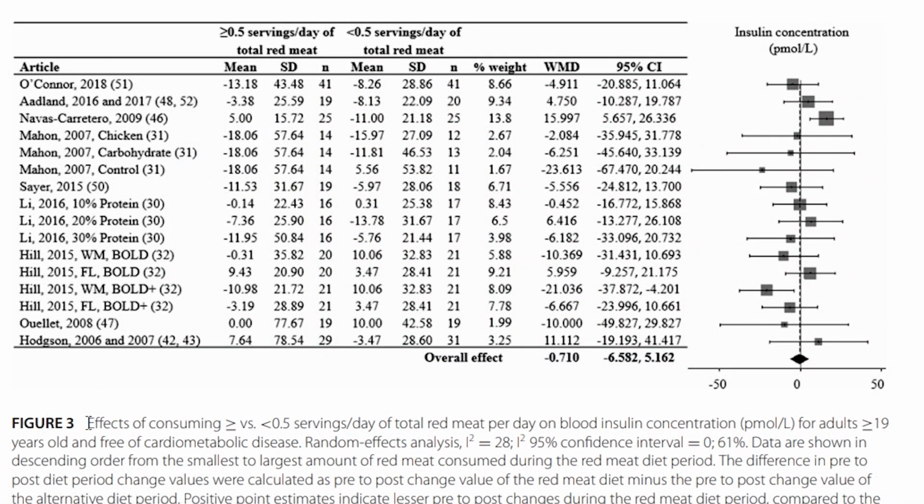All right, here we have the effects of consuming greater than or equal to versus less than half a serving per day of total red meat for blood insulin concentration. All right, so let's look for studies that cross the level of 1. No, yes, there's one there. Third one down, Navis Carretero, 2009. No, yes. However, it's the other direction from the other one. No. And the overall result there, absolutely not. It sits basically at 1. And so what we have there is nothing whatsoever.